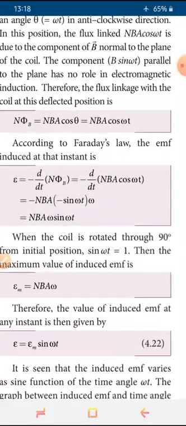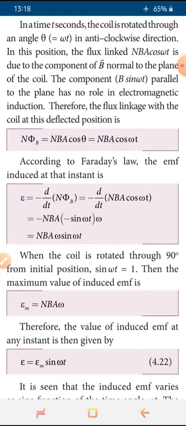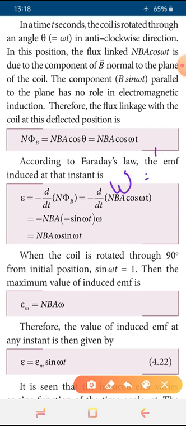In time t seconds, the coil is rotated through an angle omega t. So we know omega is equal to theta by t. We discussed in 11th, omega is equal to what? Theta divided by t. Then theta is taken as omega t. Now it is rotating in the anticlockwise direction. The flux linked with this is NBA cos omega t, and it is due to the component of B vector normal to the plane of the coil. The component B sin omega t parallel to the plane has no role in electromagnetic induction. Therefore, the linkage of flux with the coil in the rotated position we can write as N phi B.